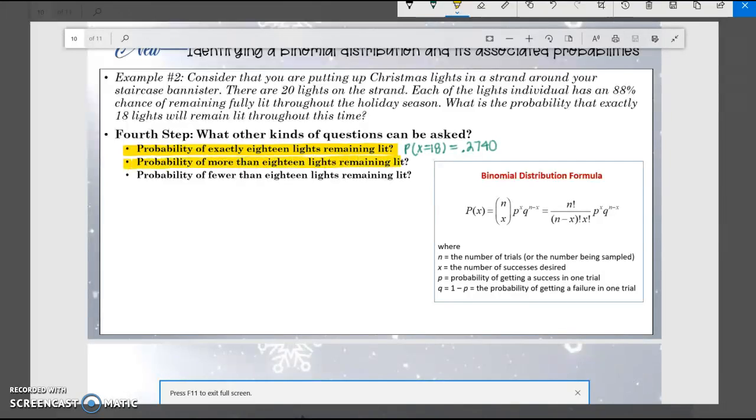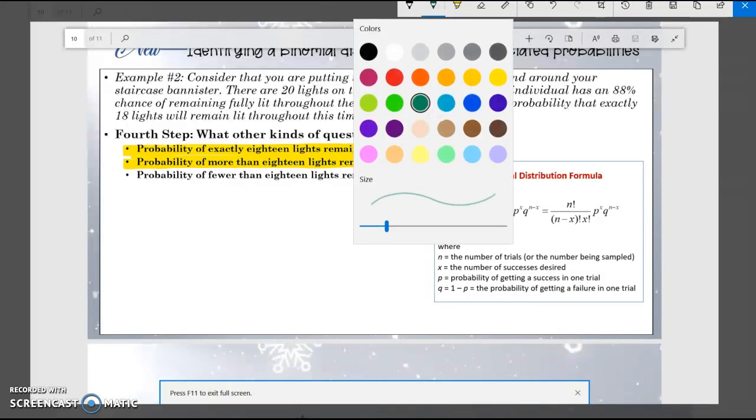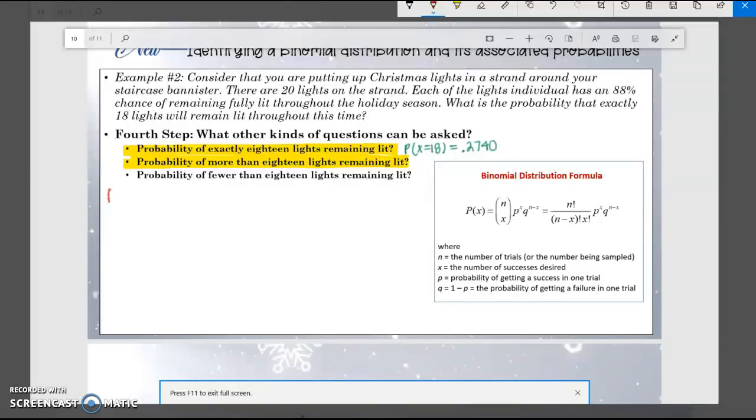What's the probability of more than 18 lights being lit? So if we want to know more than 18, that means the probability of x being bigger than 18 is going to be the probability of 18 plus the probability of 19 plus the probability of 20. So each of those three options. So we've got 18, which means we need to calculate probability of 19 and 20. So let's see how fast we can do those.